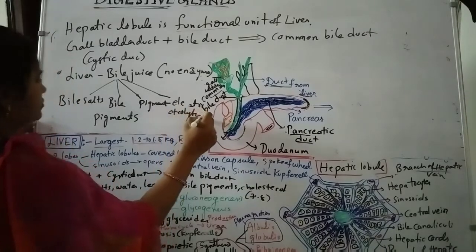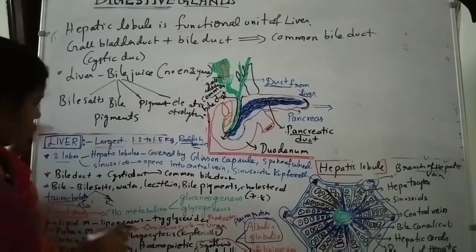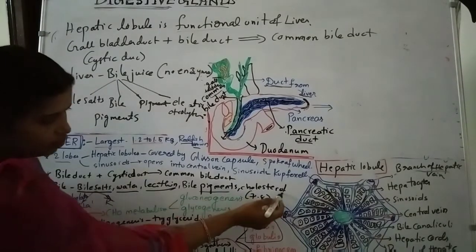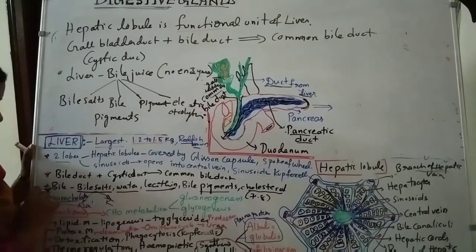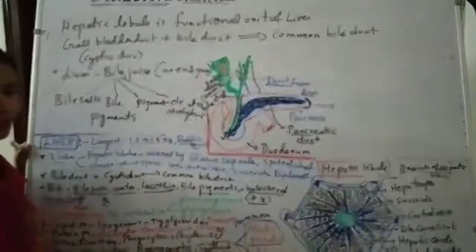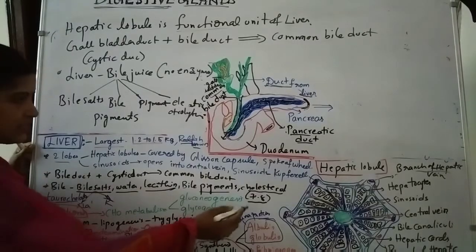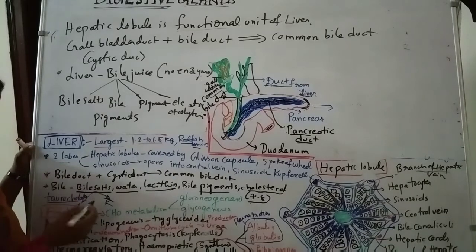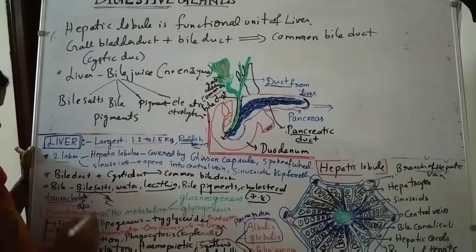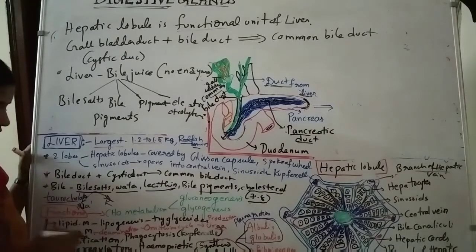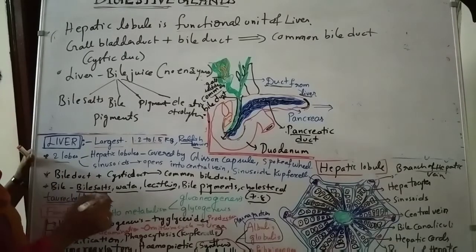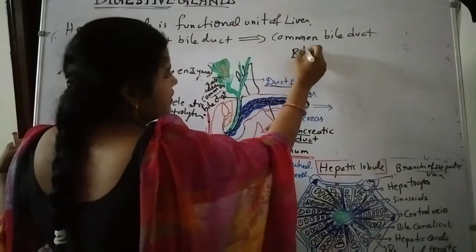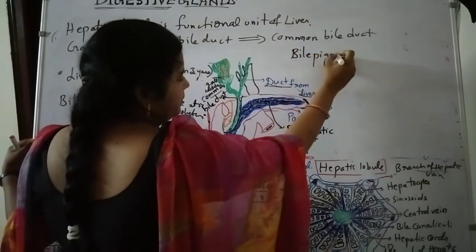So once see here: bile salts, water, lecithin, bile pigments and cholesterol. These are the components present in the bile, and the pH of the bile is 7.8. So the composition you have to remember. What are the bile salts? Taurocholates of sodium and potassium are bile salts. And what are bile pigments? Bile pigments are bilirubin and biliverdin.